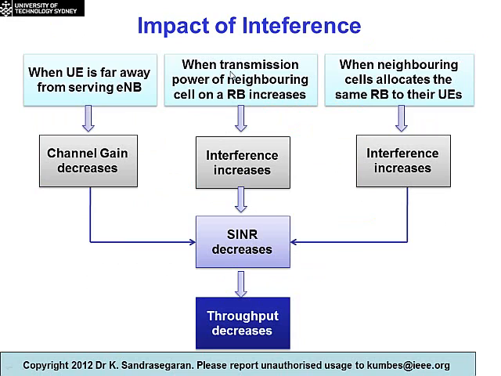Another possibility is when the transmission power of a neighboring cell on a resource block increases. So imagine the situation where you have the UE, and you have another UE in an adjacent cell, and the transmission power increases. Well, if the transmission power increases, the interference increases, and interference is in the denominator of that equation. And what that means is that SINR decreases. And again, when SINR decreases, the throughput decreases.